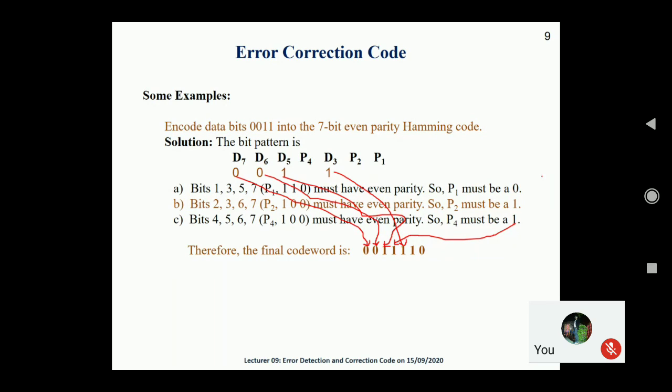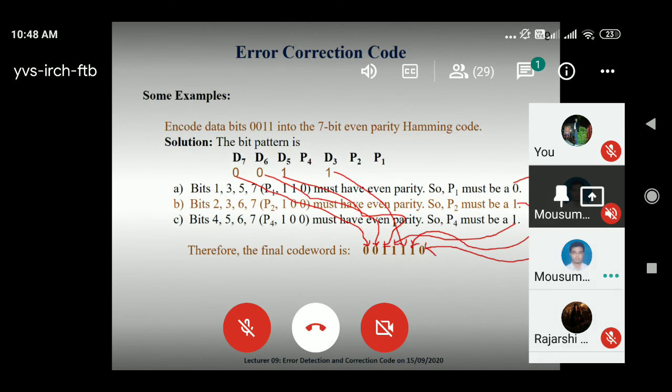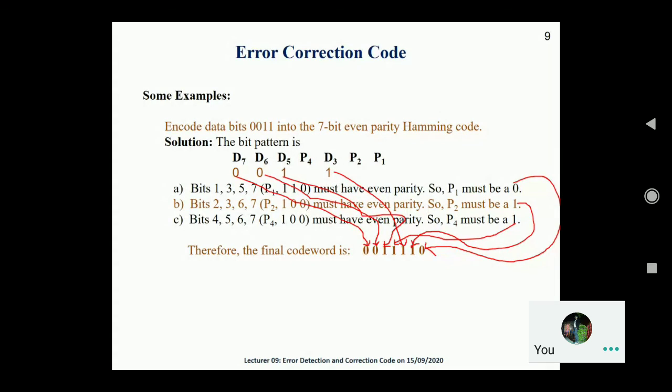Okay, P2 value is what? 1. And P1 value is 0. So finally we are getting 0, 0, 1, 1, 1, 1, 0. Are you getting or not? Yes, sir.